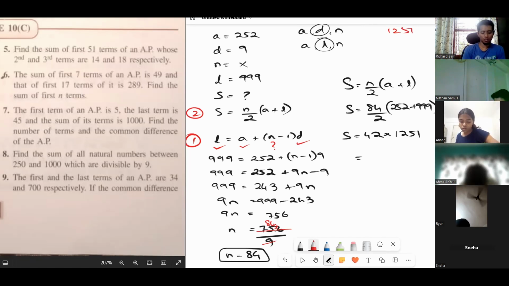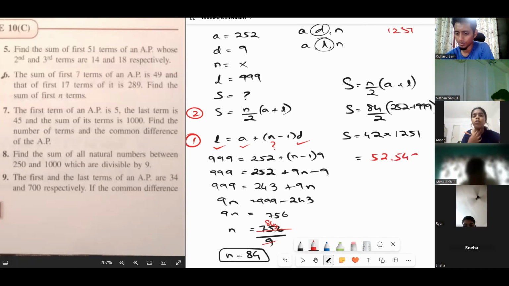52,542. Yes, okay, that's the answer. You got that? Did you take the wrong value for L or what? What did you take for L? 1. Oh, you thought that was 1? There's L. Okay, A plus L.